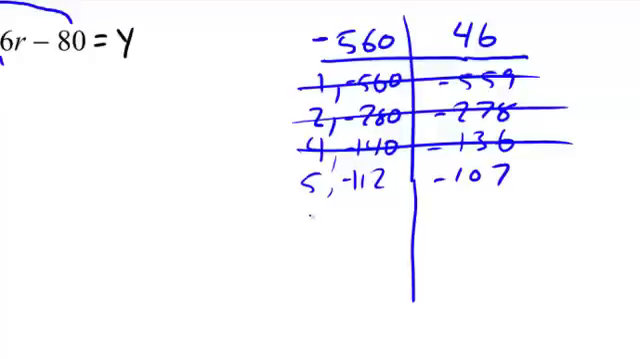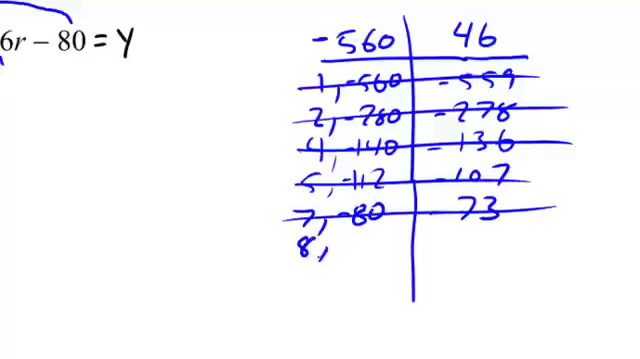Not yet. 6. 560. 6 goes into... Nope, not evenly, but 7 does. So 7 times negative 80, that's how I got here to begin with, is going to be negative 73. Nope. 8 times negative 70 is negative 560. That gives me negative 62.